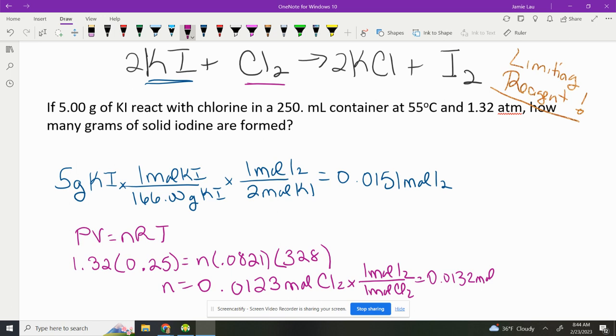Well, the question's asking for how many grams of solid iodine are formed. So, I mean, you could pick the other one, but then it's just going to be more for you.